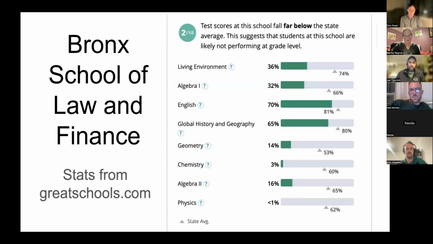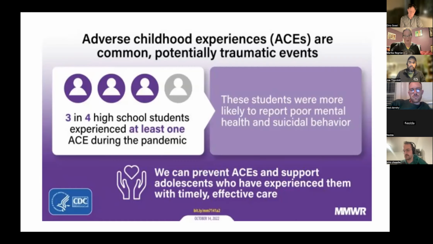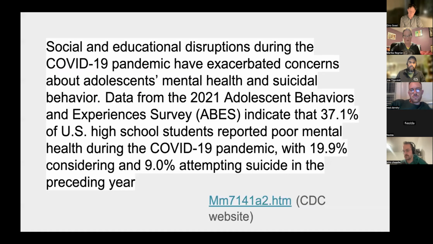And there's this, oh, wrong one. All right, here we go. This is scary. When you look at this, 9% of adolescents attempted suicide in the preceding year. So 20 to 21.